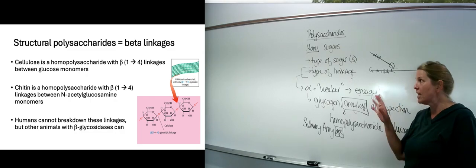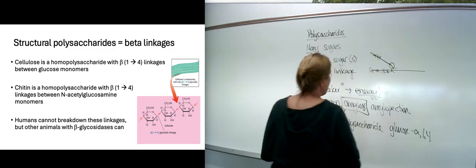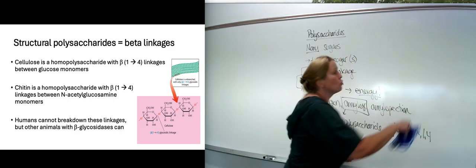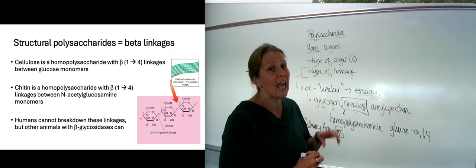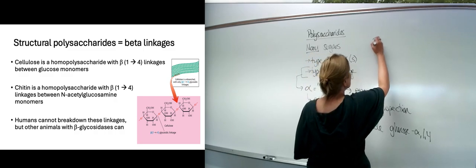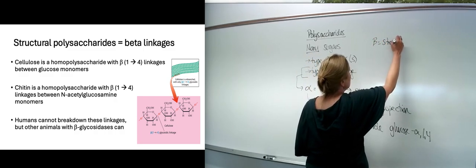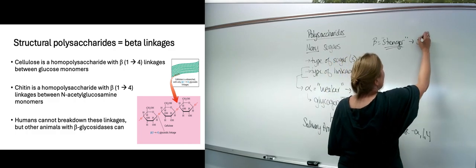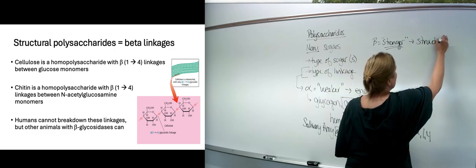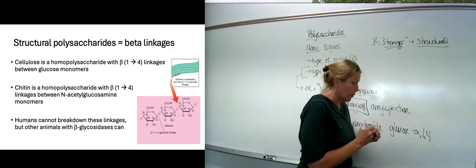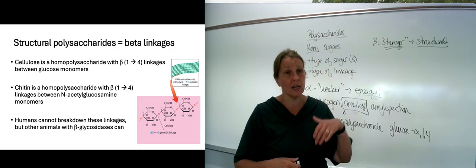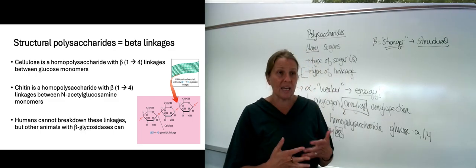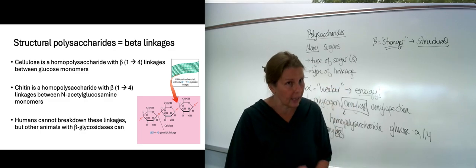When you have beta linkages, we look at more what we call structural polysaccharides. A beta linkage is a stronger linkage. Okay? These are more what we call structural polysaccharides. So a great example is cellulose, just like we talked about in trees. If you think about trees, tree barks, trees are very strong. Beta linkages are stronger linkages.